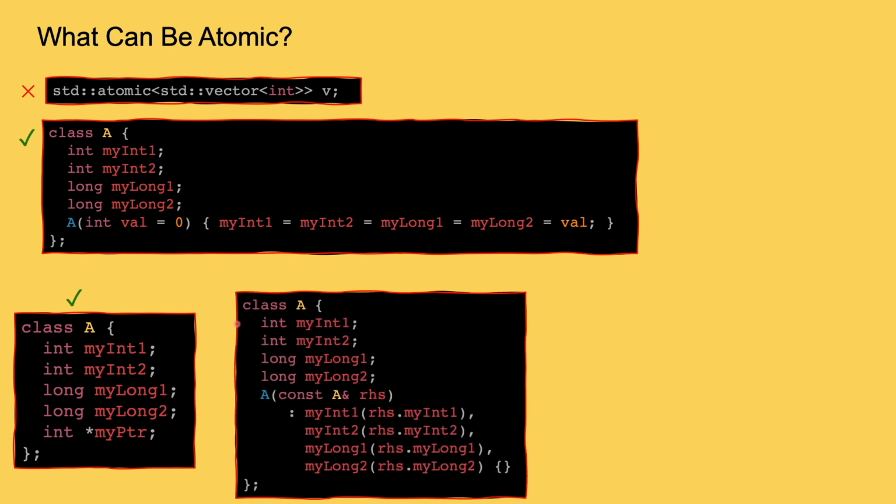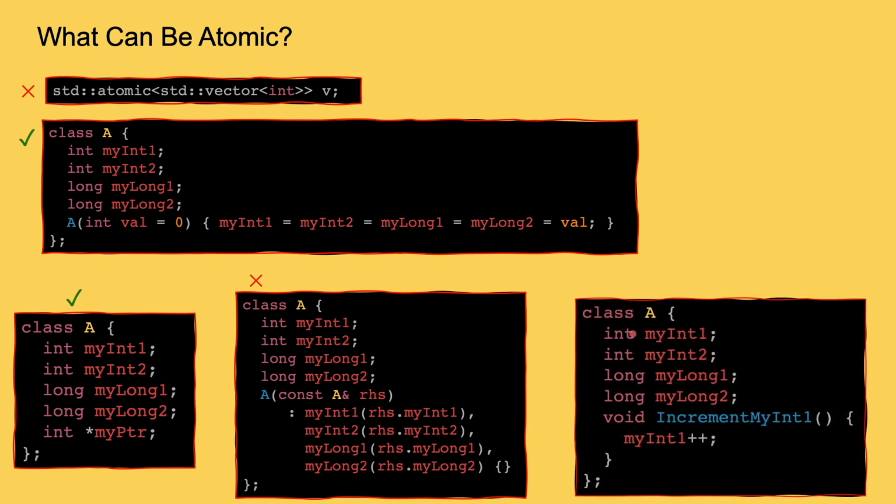This cannot be an atomic variable because it has a user-defined copy constructor. So you cannot define an atomic variable of this type. And this one, it is a class. It has a function. There's nothing wrong with having a class that has a method like this. So this also can be an atomic variable.